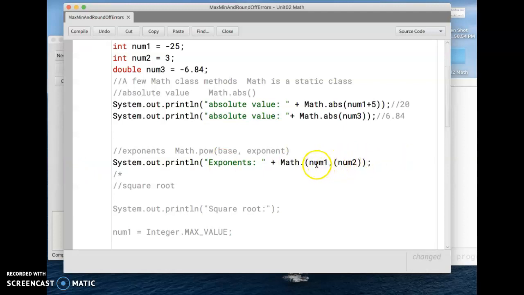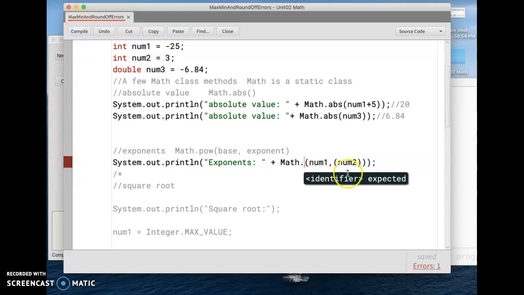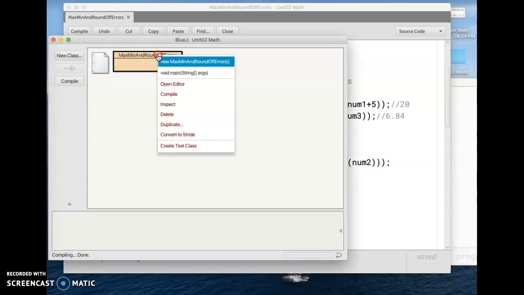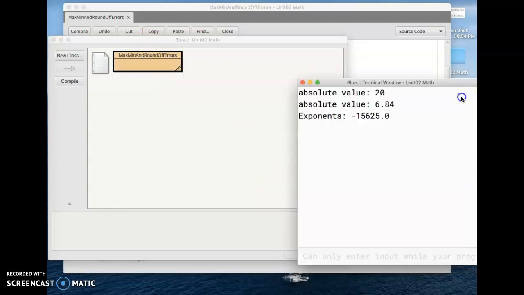Yeah, I missed a parenthesis. Okay, so we raise this to the third power. Oh, POW, thank you. So I made that error. I forgot the POW. I'm so smart.